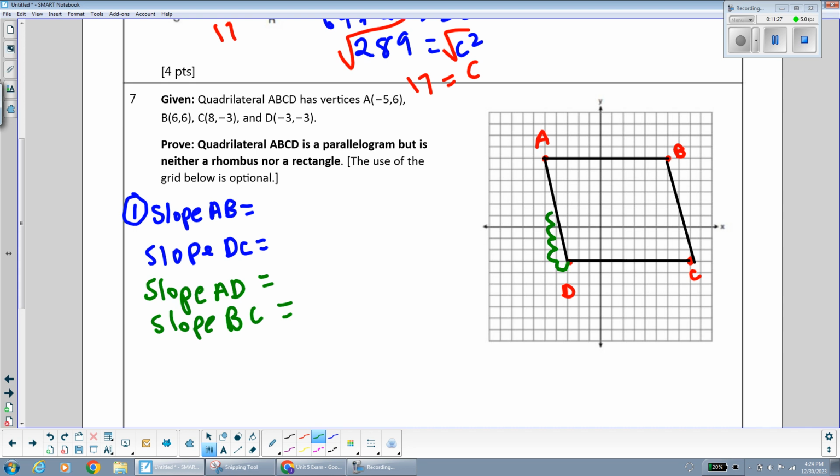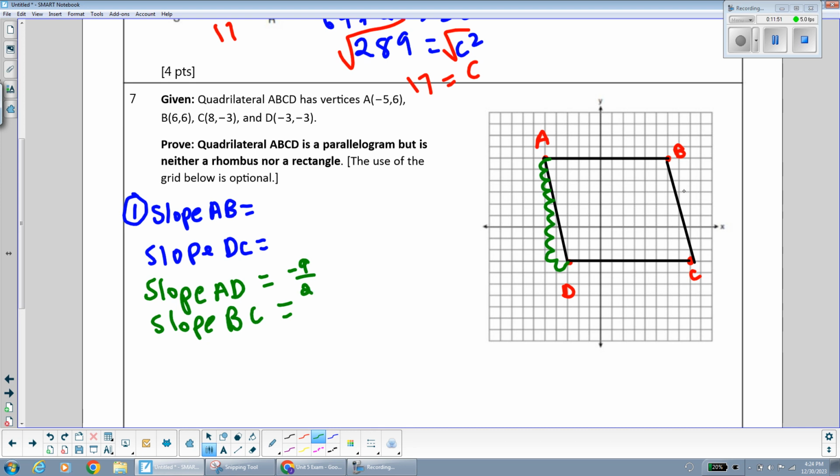1, 2, 3, 4, 5, 6, 7, 8, 9. So that was, I think I messed that up. No, 1 over, and 1, 2, 3, 4, 5, 6, 7, 8, and 9 up. It's a decreasing line, so that's going to be a negative slope.